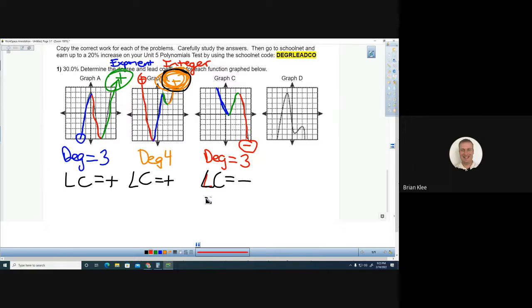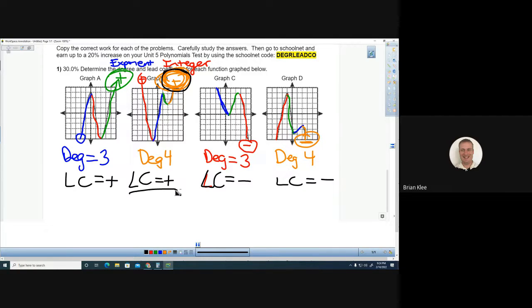Graph D is increasing. It's a relative maximum. Decreases, it's a relative minimum. Increases, it's a relative maximum. Decreases again. Notice decreases again. It's headed off to negative infinity. The degree there is 4 because there's 1, 2, 3, 4 wiggles. The lead coefficient, as we read left to right, it is negative.